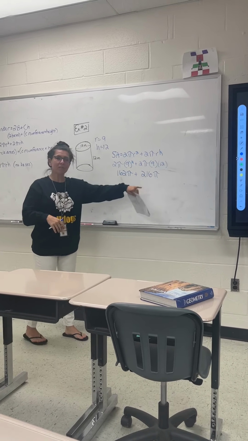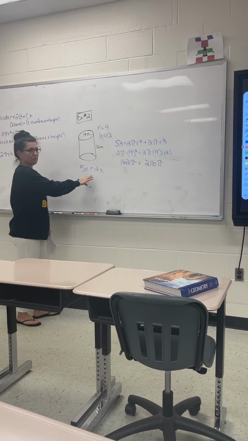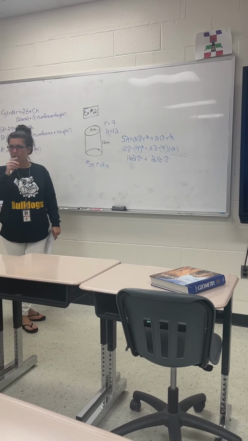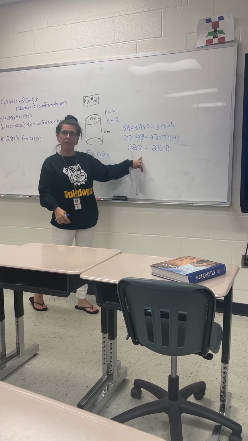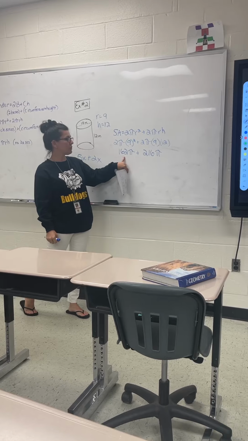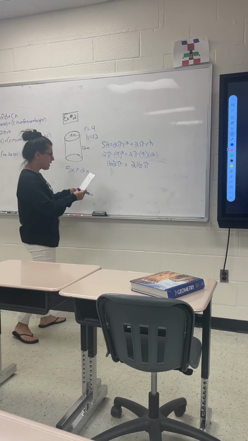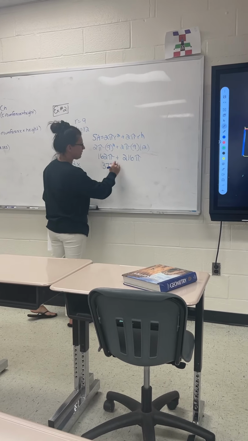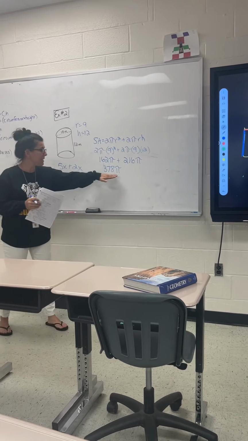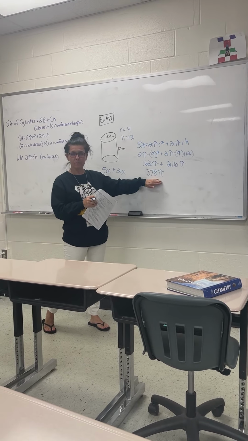I'm kind of dragging it with me. Now I can treat this as if I was doing 5x plus 2x. We would add the 5 and the 2 and just keep the x with it. This would be 7x. Same idea over here. I'm going to do 162 pi plus 216 pi. That gives me 378 pi. This is my exact surface area. I'm leaving pi in it.